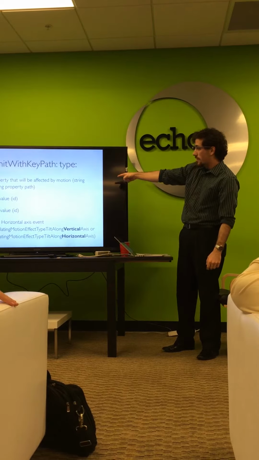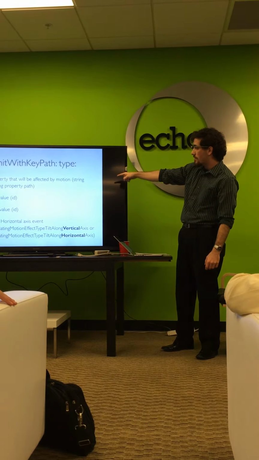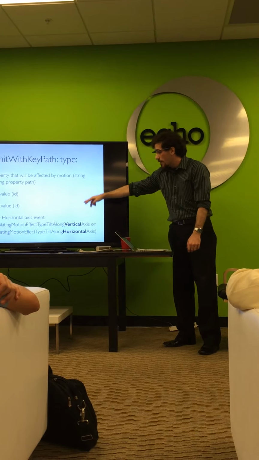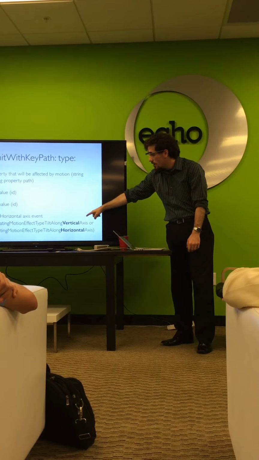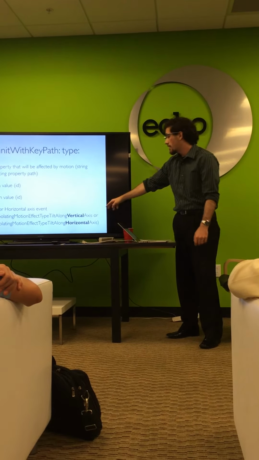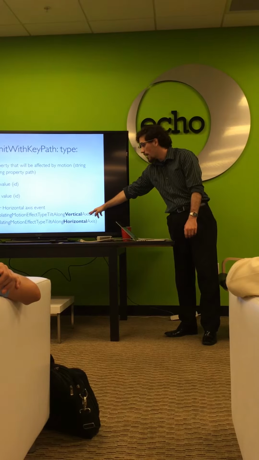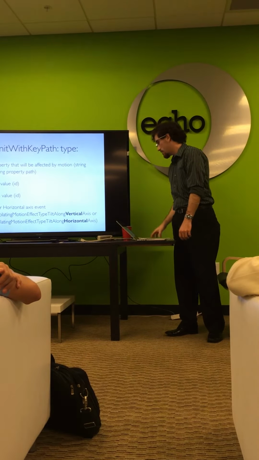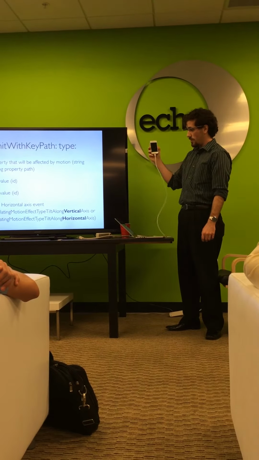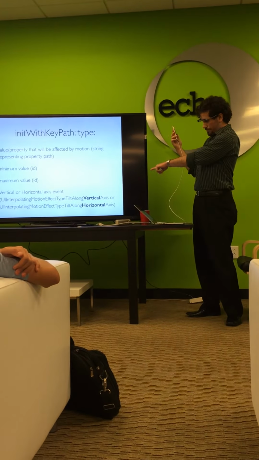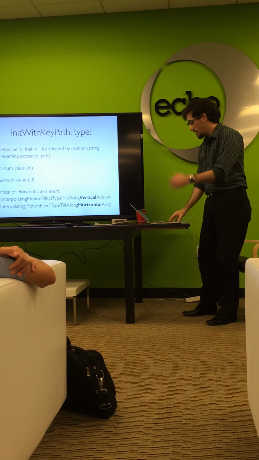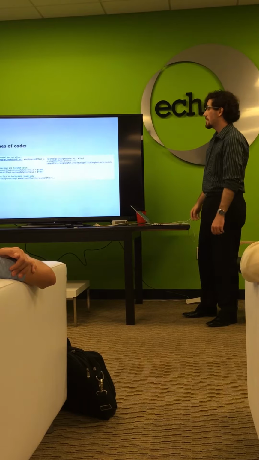So you have to pass the property that you'll be affecting with the UIMotion, the minimum value, the maximum value, and you have to pass also this enum, which is pretty much saying if that effect should be listening to the vertical axis or to the horizontal axis. So if you're doing vertical, you'll be listening to when you tilt this way, and horizontal when you tilt this way. And it's going to make more sense with the code.